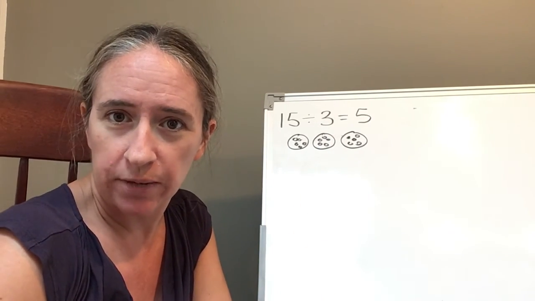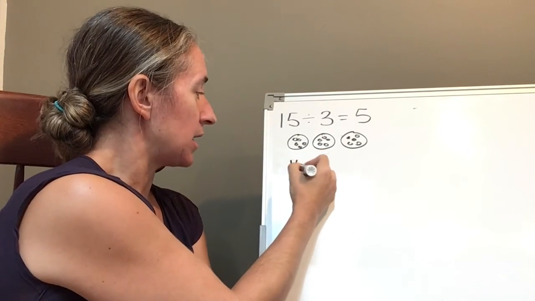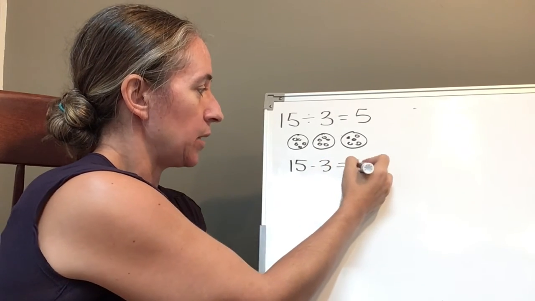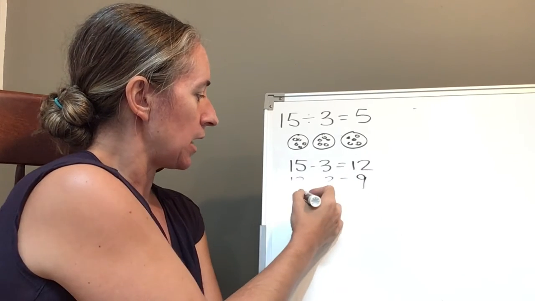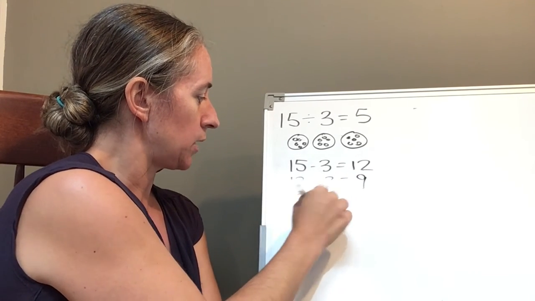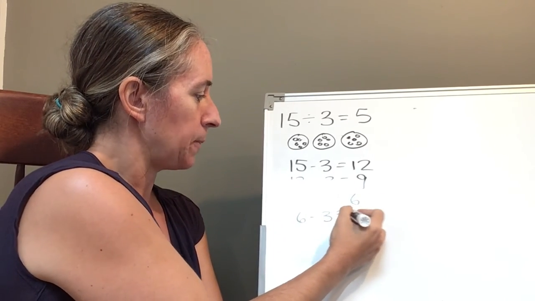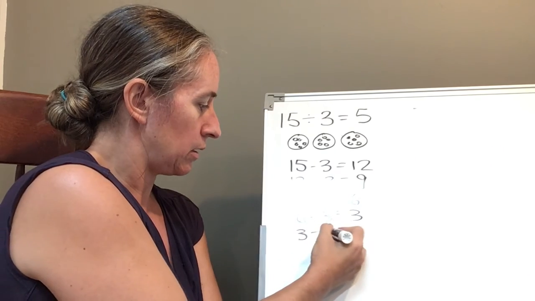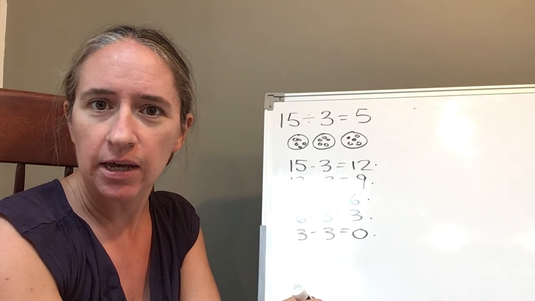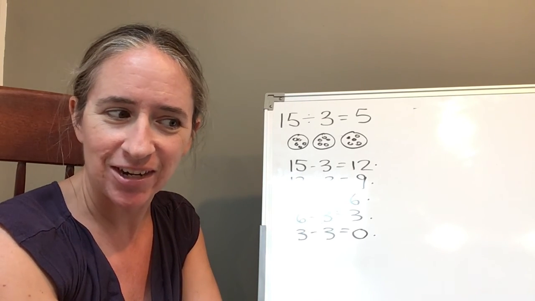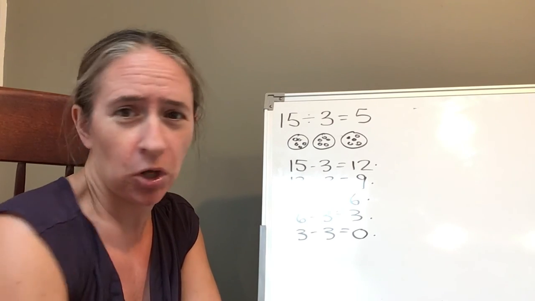I can also do division by repeated subtraction. I'm going to take that same problem and make it into a subtraction sentence. And I'm going to keep subtracting over and over and over again until I get to 0. And I'm going to see how many steps it took me. 1, 2, 3, 4, 5. Hey, I got the same answer as I did when I did it by sharing. That's because both ways work. Which way do you like most?